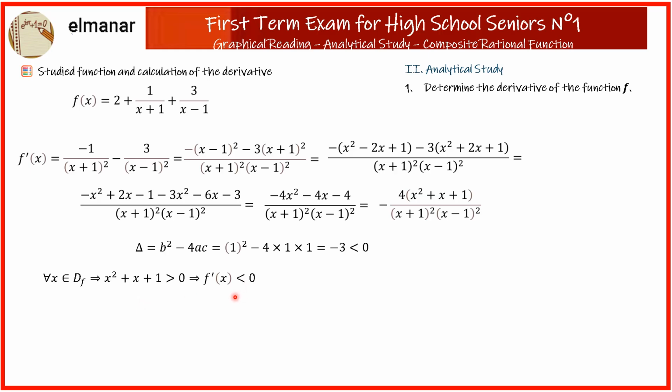Since the front factor is -4, the complete numerator is always strictly negative. The denominator is the product of two squares, which is always positive, except at x equal to -1 and x equal to +1, where the function is not defined. Educational conclusion: the derivative is strictly negative throughout the domain of definition of the function f. This means that the function is strictly decreasing wherever it is defined.